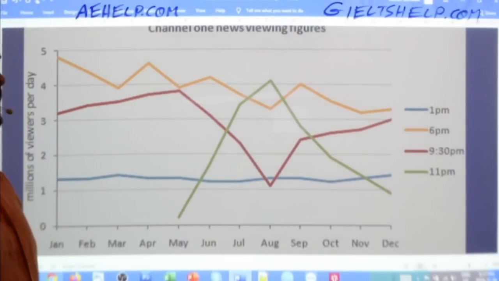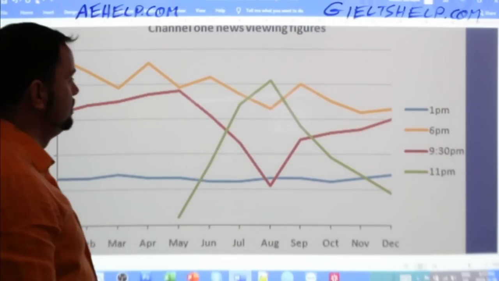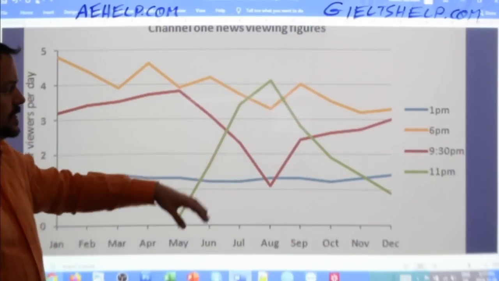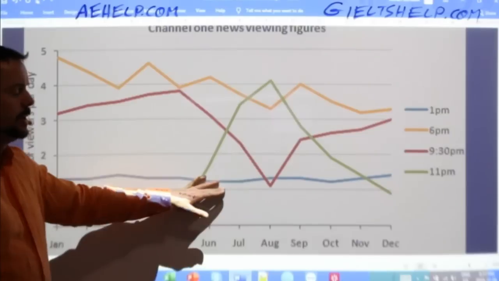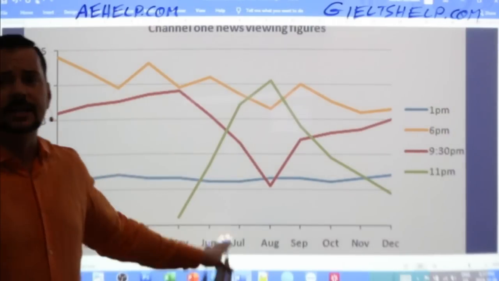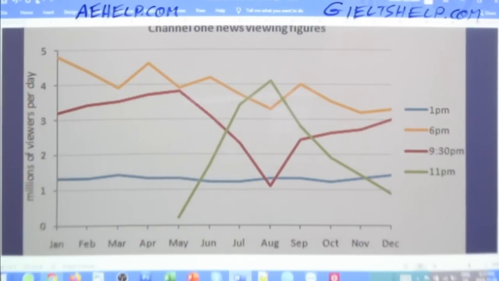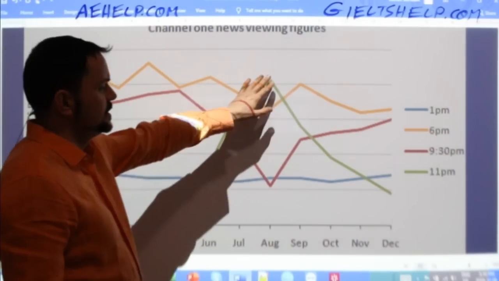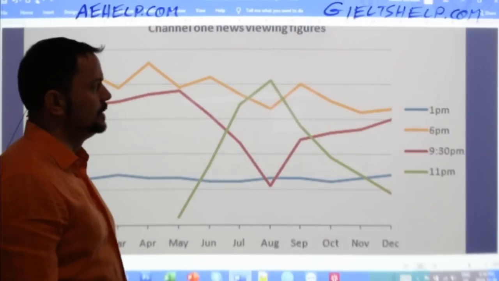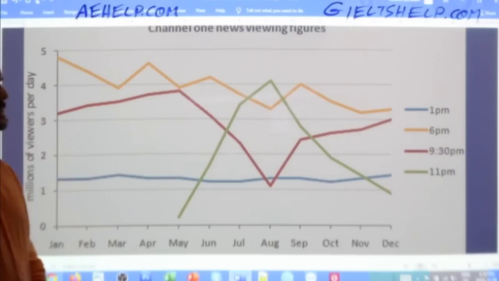So Hassan made an interesting mention at the beginning of class. It looks like these lines are battling with each other. Roshni, both 1 and 11 p.m. viewers decrease. This is the 1 p.m. I think 1 p.m. is quite steady throughout the year. And I think that's too much detail. Okay. Happy Singh says 6 p.m. is the most popular, but not really. Here in August, it's the 11 p.m. that's more popular. So overall, perhaps.